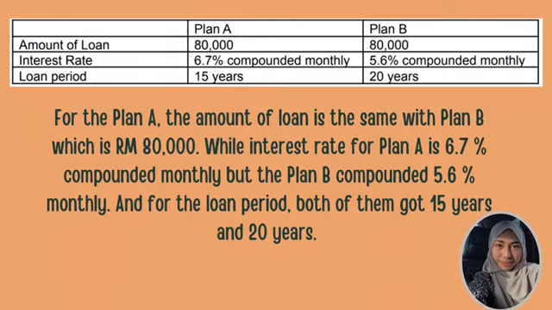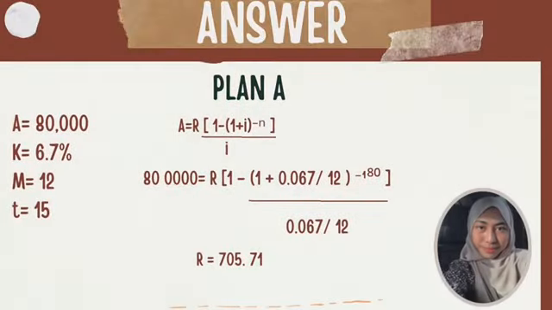For plan A, the amount of loan is the same as plan B, which is RM18,000, while the interest rate for plan A is 6.7% compounded monthly, but plan B is 5.6% compounded monthly. And for the loan period, they are 15 years and 20 years. Next, we move to the answer.